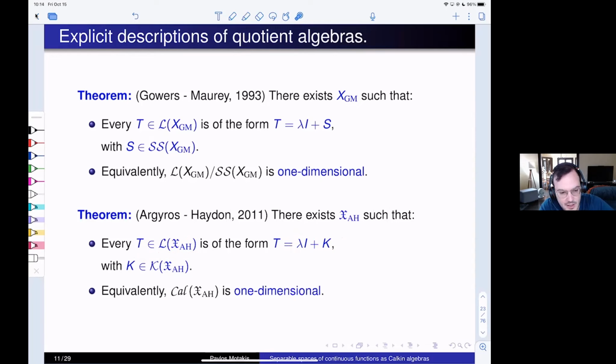So a couple of things to say on this. The Gowers-Maurey space is defined as a combination of taking Schlumprecht space and a Maurey-Rosenthal space, a coding function that they used.